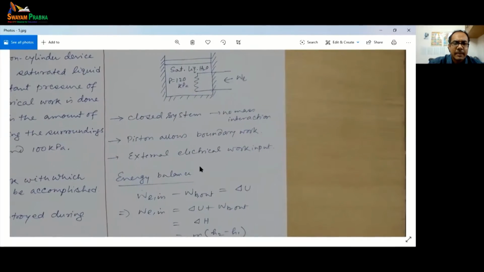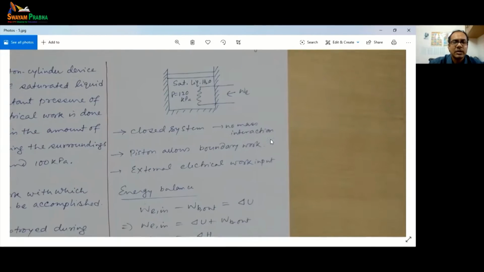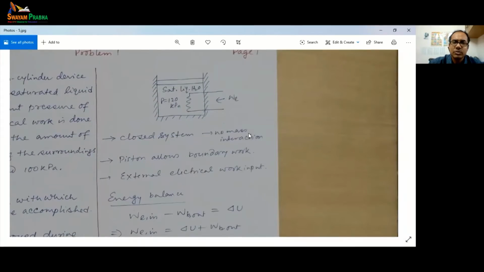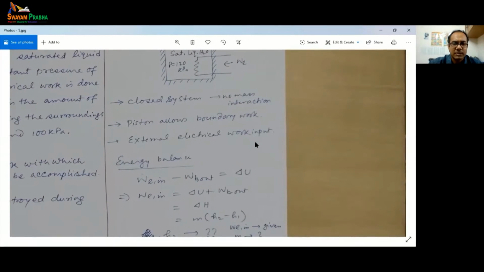Now the first thing, mass balance we don't have to do. There are three parts, right? You have understood earlier: mass balance, energy balance, and entropy balance. Here we will do exergy balance, which is equivalent to entropy balance. Mass balance we don't have to do because this is a closed system and mass is not changing. So there is no question of mass balance.